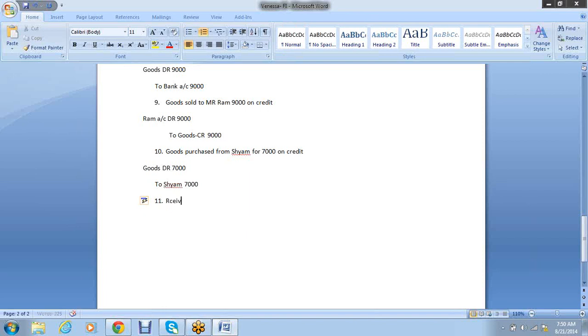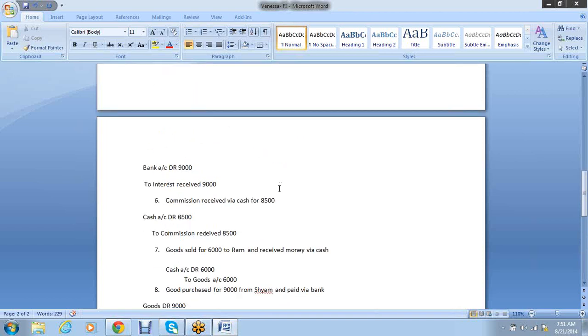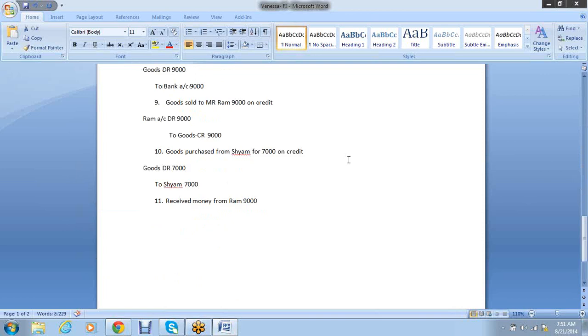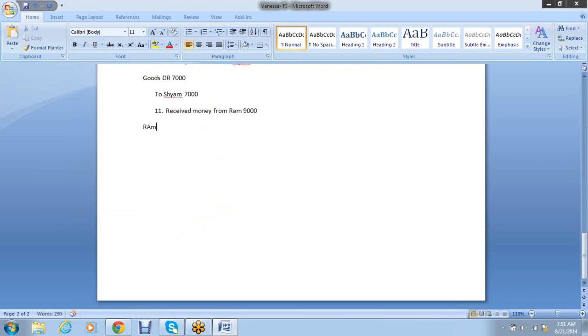Now received money from Ram, 9,000. Earlier I did the credit sale. Now he has paid me the money. So what will be the entry? Ram is a personal account. What is the rule? The giver is credited. So Ram account will be credit. Correct.